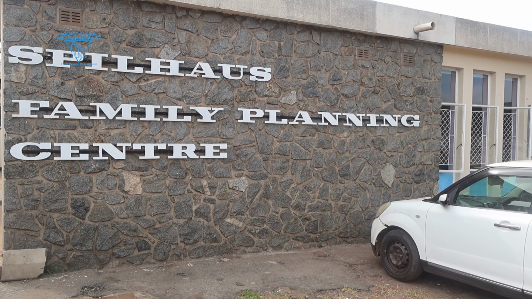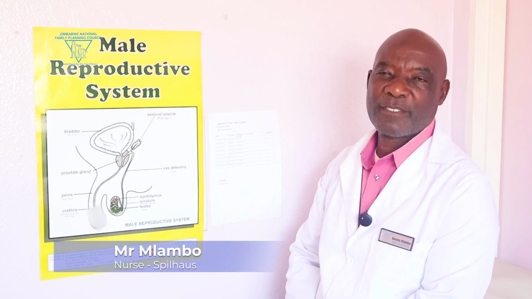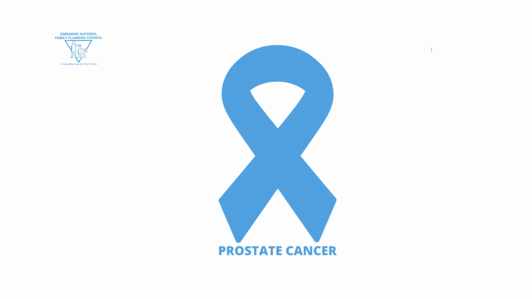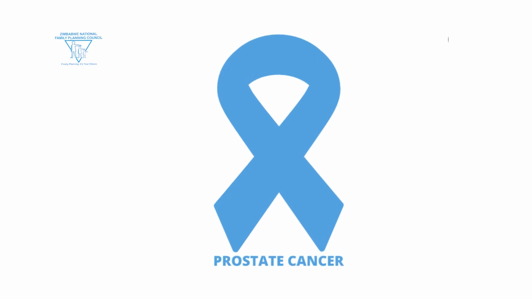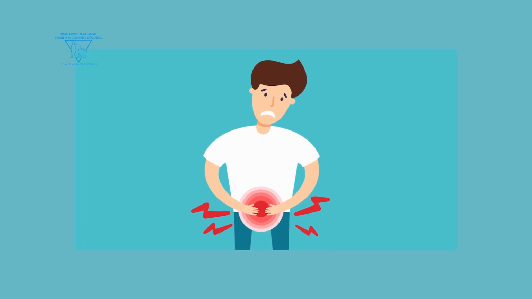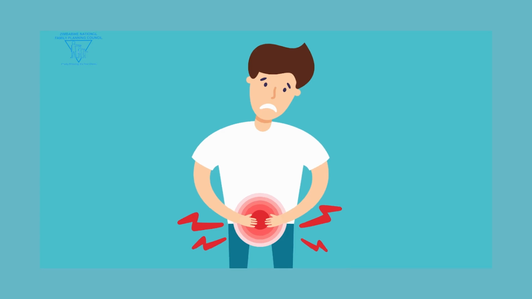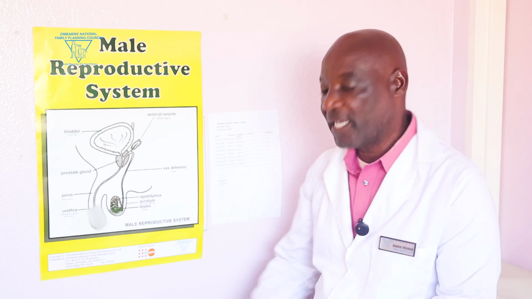Today we are at the Zimbabwe National Family Planning Clinic, which specializes in reproductive health, which includes a lot of topics. Today, specifically, we are going to talk about prostate cancer. So when we talk about prostate cancer, we are talking about issues that originate from the reproductive system of a male gland. Prostate cancer is the cancer that happens in the prostate gland.